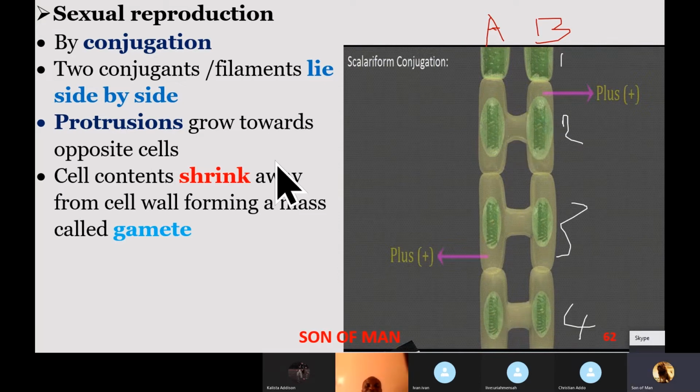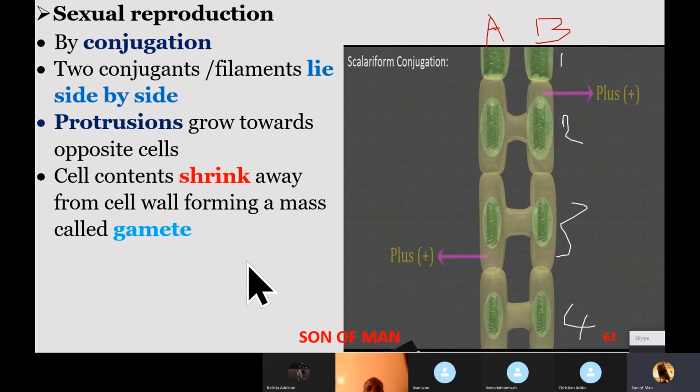Now, the cell content of the minus will shrink away from the cell wall to form a mass called the gamete. So after stopping this, check cell 2 of A, or filament A. Its cell content is moving away from the cell wall and is supposed to form a gamete. Same for 3 out here, and same for cell 4 out here as well.